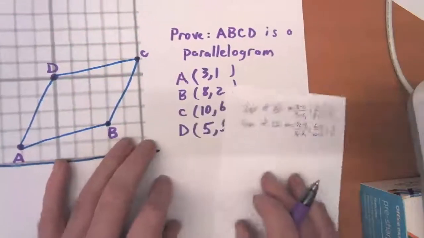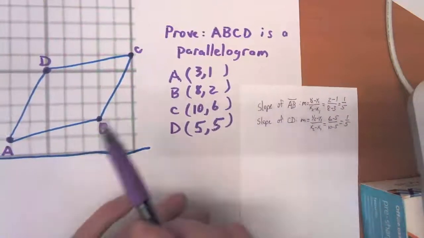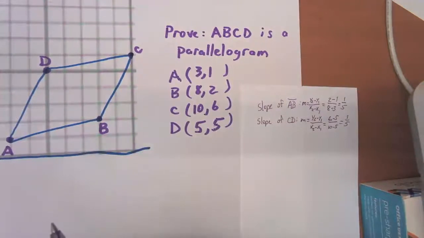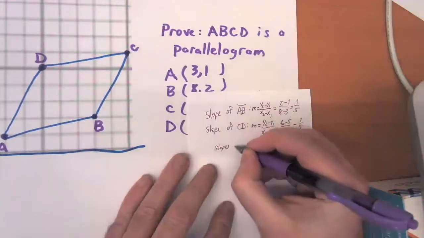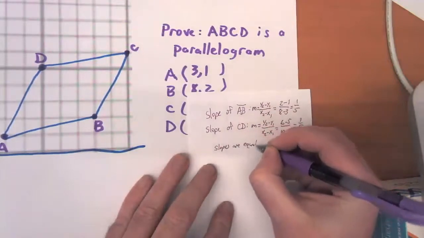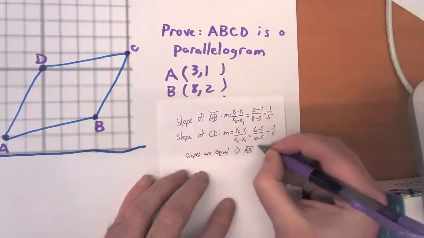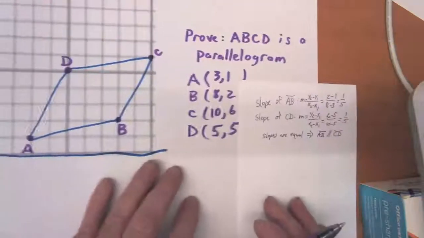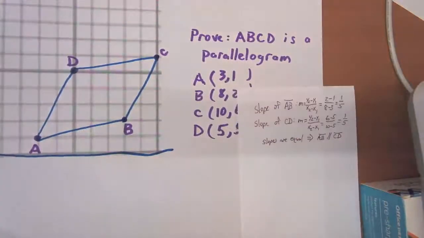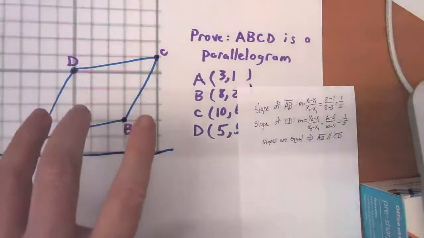All right. So what do these calculations do that help us talk about whether these sides are parallel? Well, these two slopes are equal. The slopes are equal. And we know that equal slopes indicate that AB is parallel to CD. All right. Is that enough information for us to conclude that this is a parallelogram? Not yet. We've shown that one pair of sides are parallel. So we've shown that this is a trapezoid.